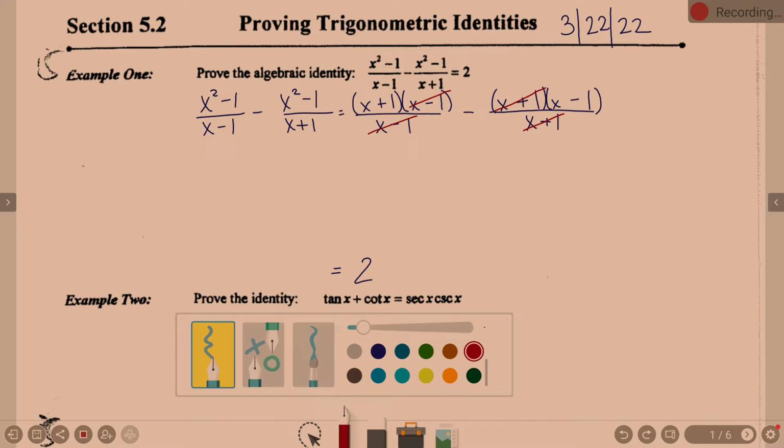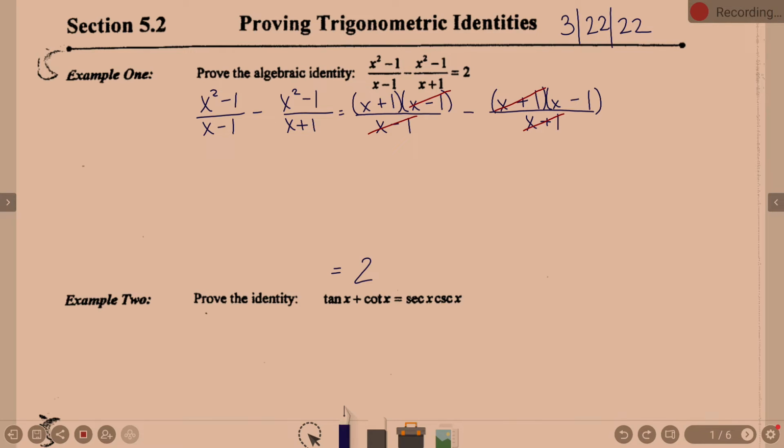So now, let's write out what we have. On the first one, I have x plus 1. Everything else leaves, right? You can put that x plus 1 in parentheses or not in parentheses. Either way would work on this part. Minus, this is a subtraction problem. What remains on the second? And that is x minus 1.